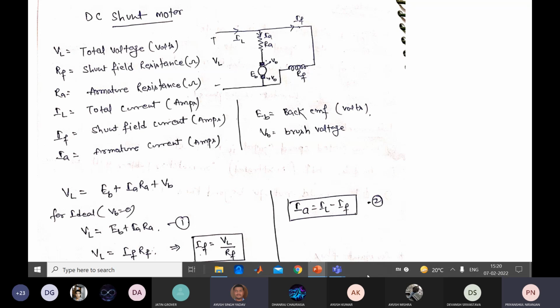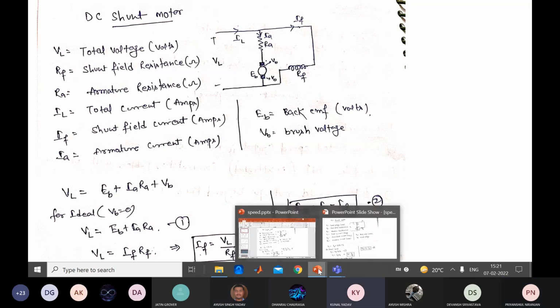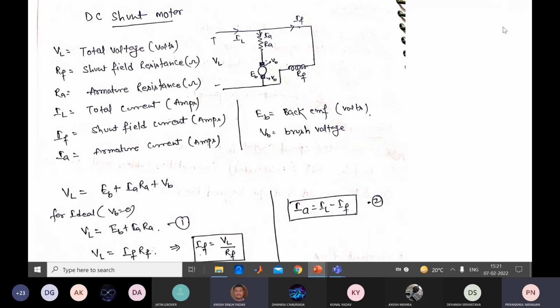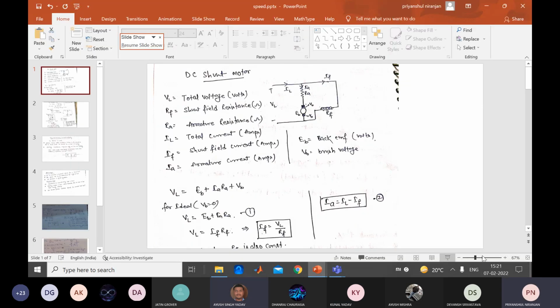So the change in flux associated with the coil changes, then EMF is induced in the circuit. Yeah, exactly. Okay, good.